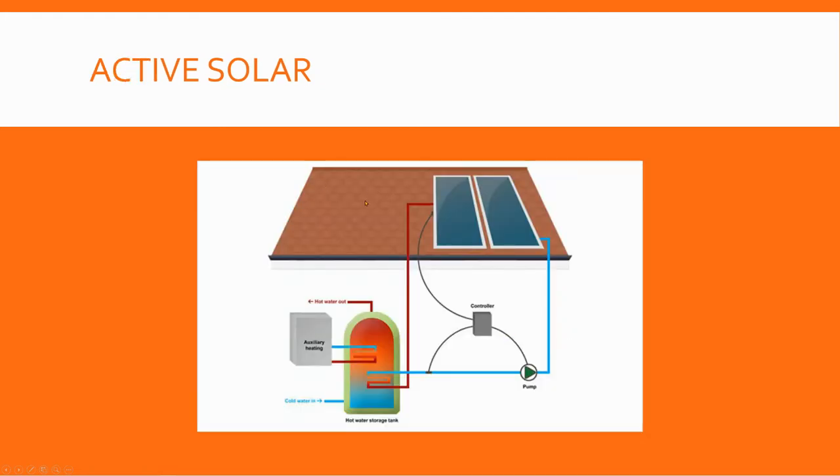In an active solar heating system, we have solar collectors. These solar collectors gather the heat, bring it down in here, and heat up the water or the liquid. Then this water is pumped throughout the house. The heat is put throughout the house with the hot water in this case.